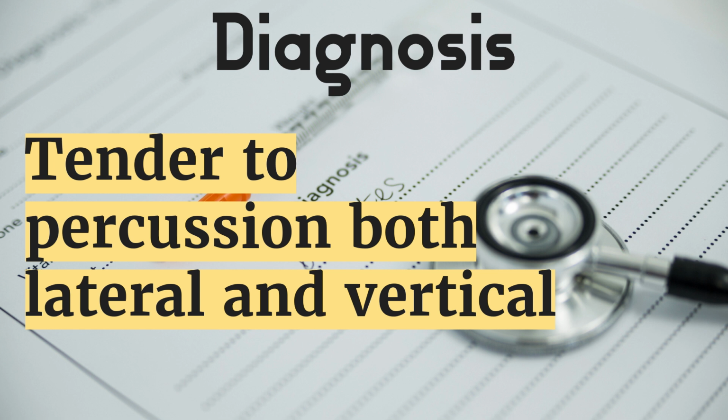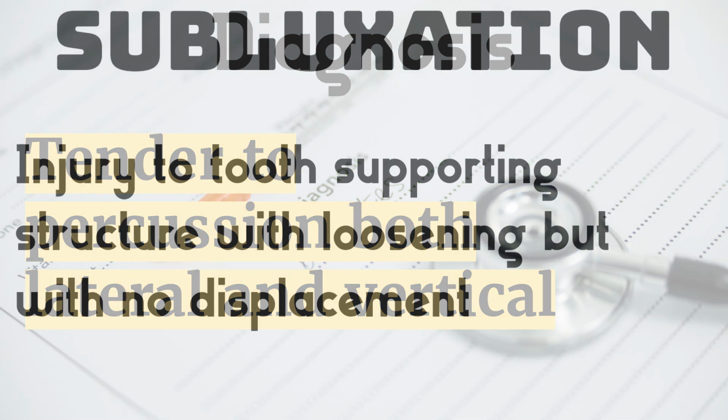And regarding the sensibility test, or the vitality test, it will be positive, which means that the tooth is still vital. It's vital and it is only tender to percussion, and there is no mobility and there's no displacement of the tooth regarding concussion. But what about the other one, which is subluxation?